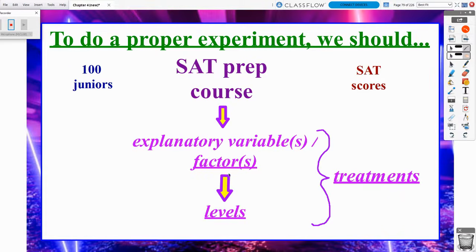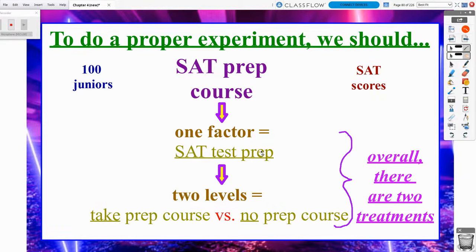Now notice below this I've got levels, because we really have two different levels that we're going to do with our SAT prep course, and I'll talk about that coming up in the next slide. Now, the combination of all of the different factors with all of the different levels give us our overall treatments in that experiment.